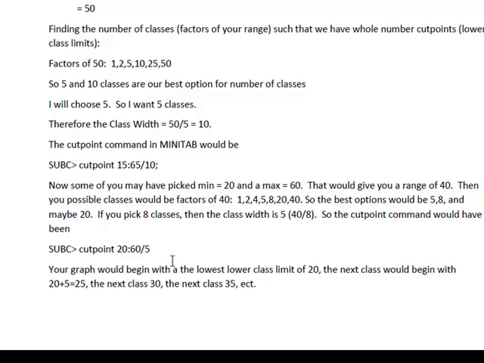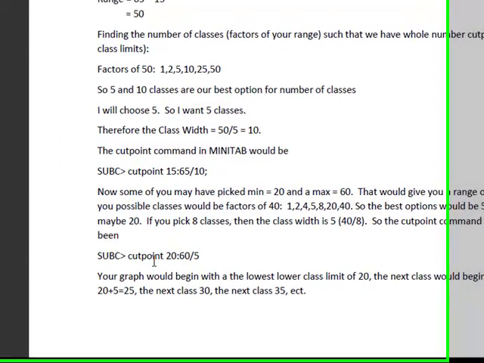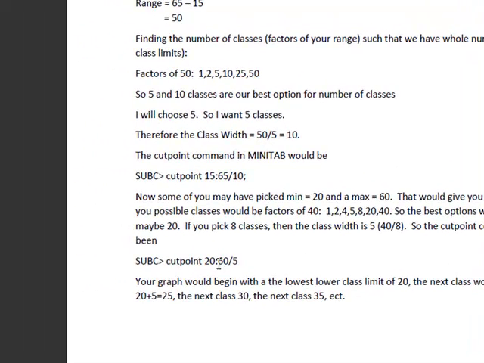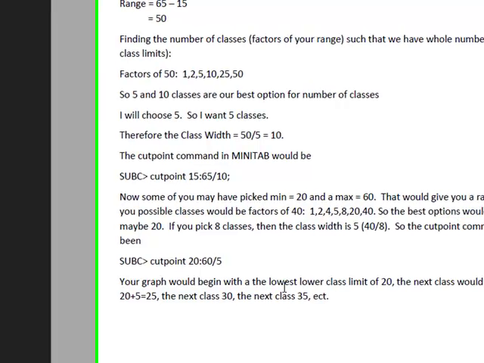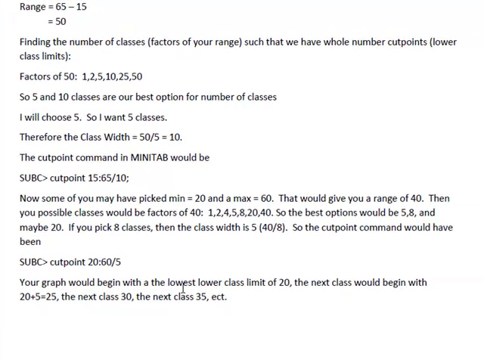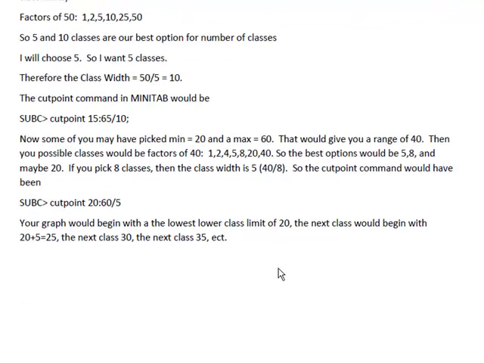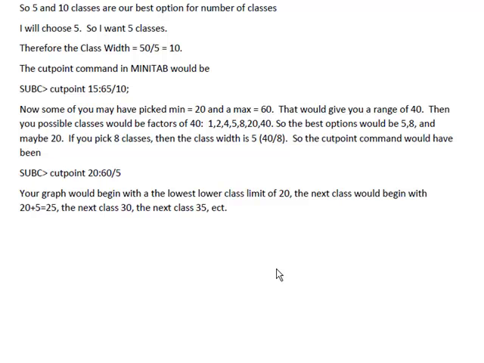So my cut point command would be cut point, my minimum value of 20, my maximum of 60, and with a class width of 5, and there should be a period behind there or a semicolon depending on where it is in the subcommands. So your graph would begin, the lowest lower class limit would be 20, the next one would be 25, the next one would be 30, 35, 40, 45, 50, 55, and it ends with 60. So I hope that helps you to do the cut point commands.